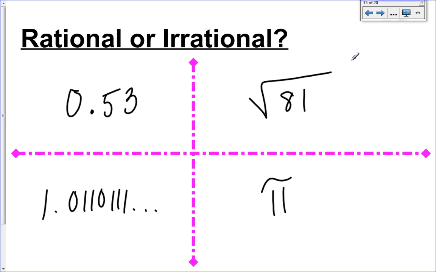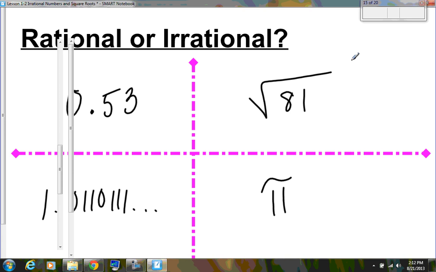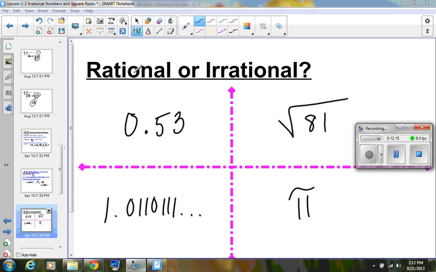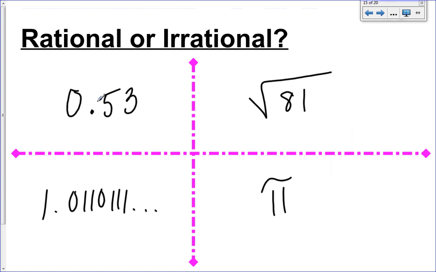So let's try these together, and we're going to do an activity in class with this more tomorrow. We'll try 4 together. So, 53/100. Is this rational or irrational? Can it be written as a fraction, or can it not be written as a fraction? It is rational. It can be written as a fraction.